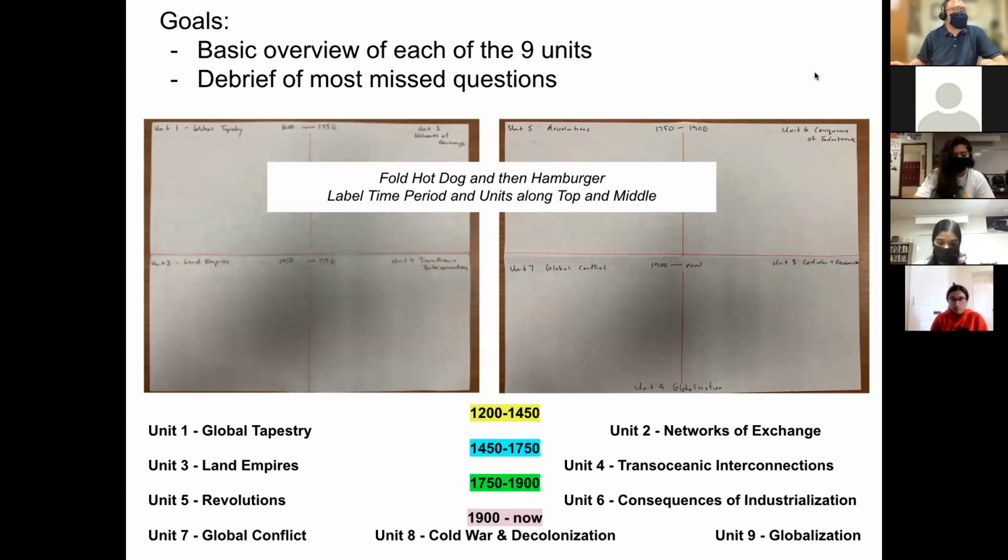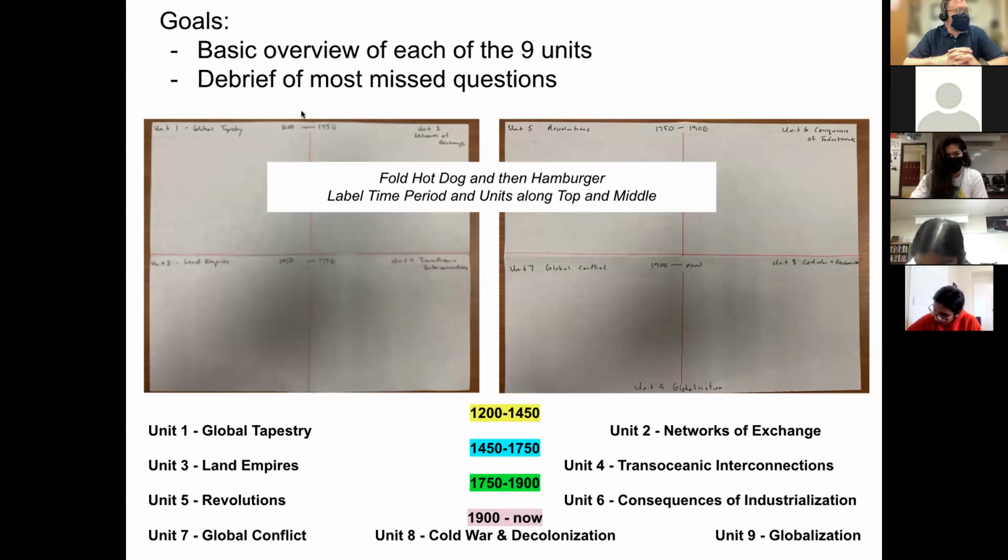Okay, so back to this. On your piece of paper, you're going to be on the top row of the front side. Unit 1, Global Tapestry, and then along the very top, the years 1200 to 1450. I want you to put the titles of these units because the titles are descriptive on purpose, and in some sense, they're the ultimate macro review, because if you can understand what those titles of the units are, then you'll get the major concept or theme of that unit. Okay. So on the top row, you got Global Tapestry, 1200 to 1450. And then on the top right, unit 2, Networks of Exchange.